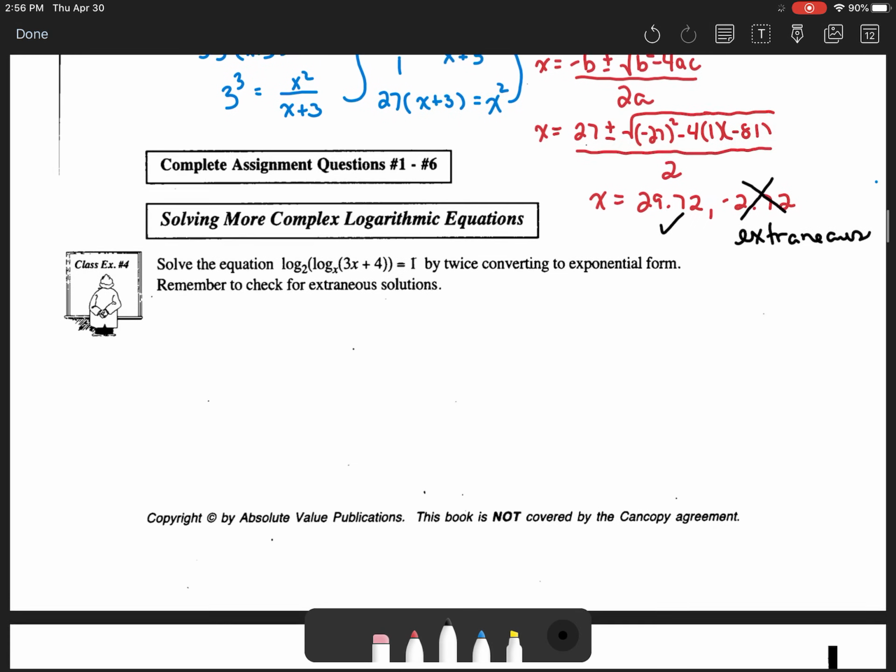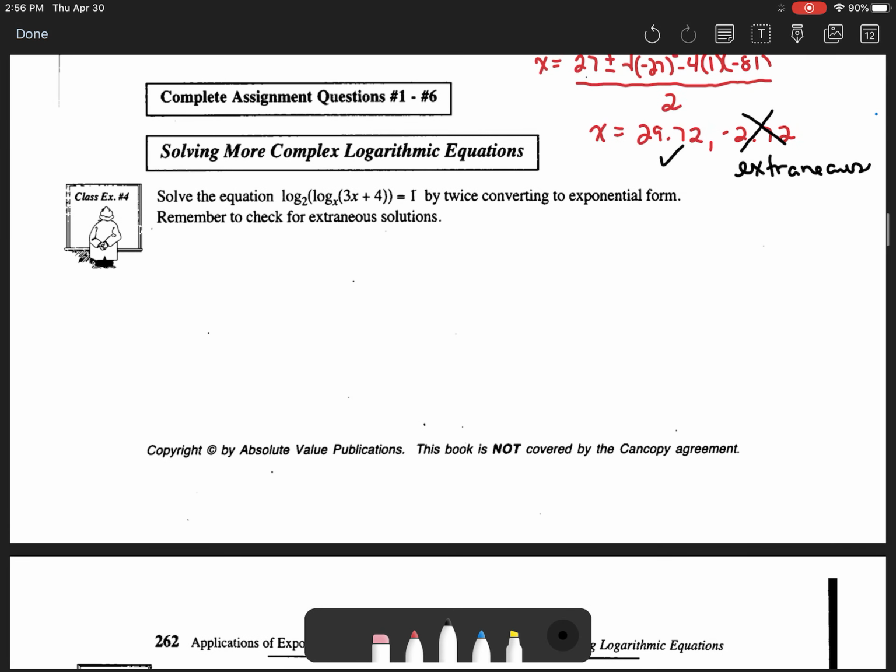Now, this first one in the section labeled more complex equations is interesting for a couple of reasons. You can see that I have 2 log expressions side by side. And the other thing I have to be really careful of is that in this question, the base of the second log expression is also a variable.